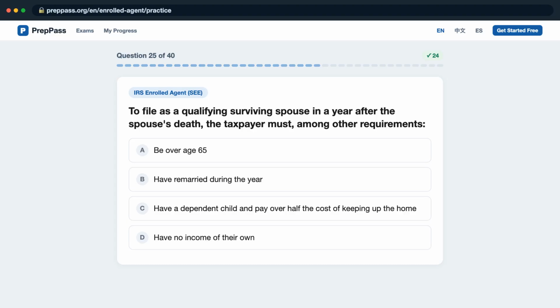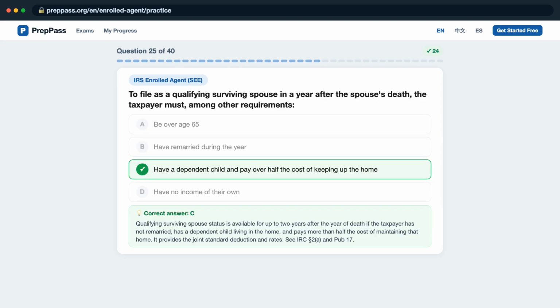Question 25. To file as a qualifying surviving spouse in a year after the spouse's death, the taxpayer must, among other requirements, is it A, be over age 65? B, have remarried during the year? C, have a dependent child and pay over half the cost of keeping up the home? D, have no income of their own? The correct answer is C.